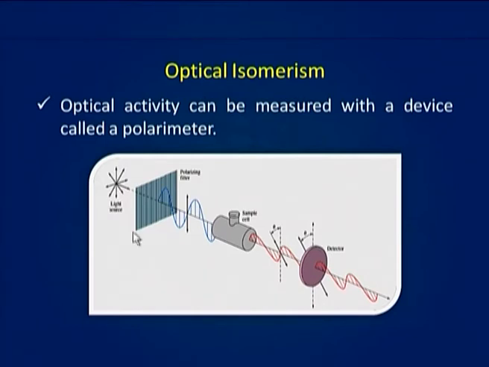The plane of polarization of plane polarized light is rotated through angle theta. Here you can see the angle of rotation. This is plane polarized light, which when it passes through the compound is rotated through an angle theta. A single solution containing equal amounts of two isomers is called a racemic mixture. This solution does not rotate a plane of polarized light.